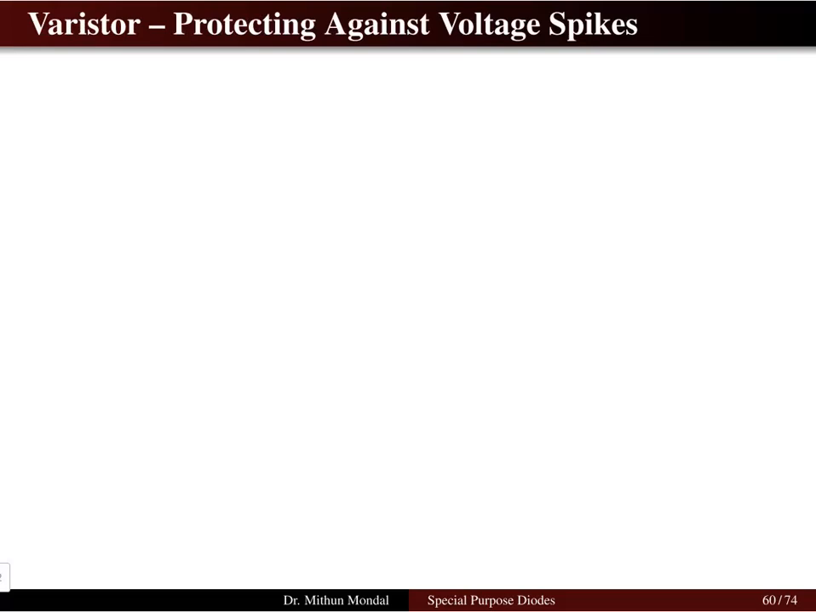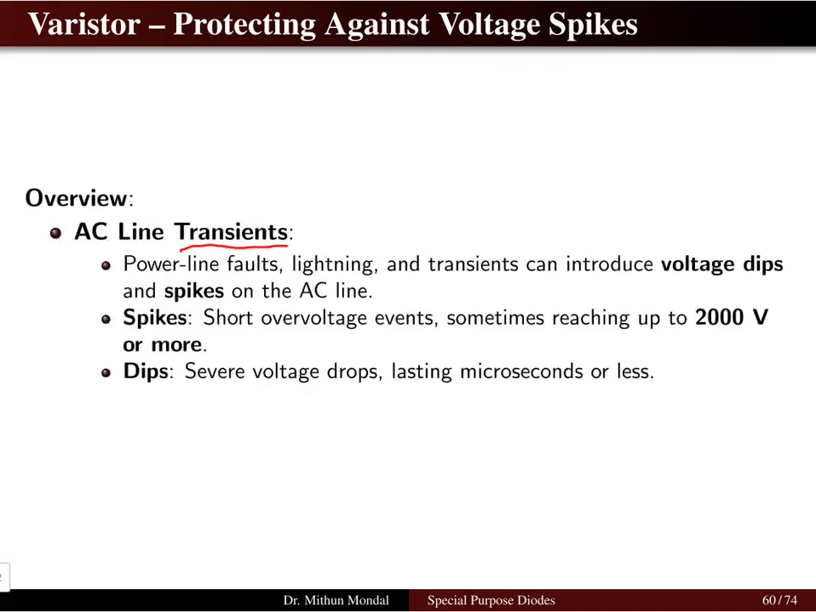Let us start first with varistor. Varistors are required to protect the circuit against the voltage spikes. So when there are transients in the circuit involving the AC line, the power line faults generally occur due to lightning and other transient phenomena, which can introduce voltage dips or spikes on the AC line. These spikes are basically short over voltage events that sometimes reach up to a potential of 2000 volt or more.